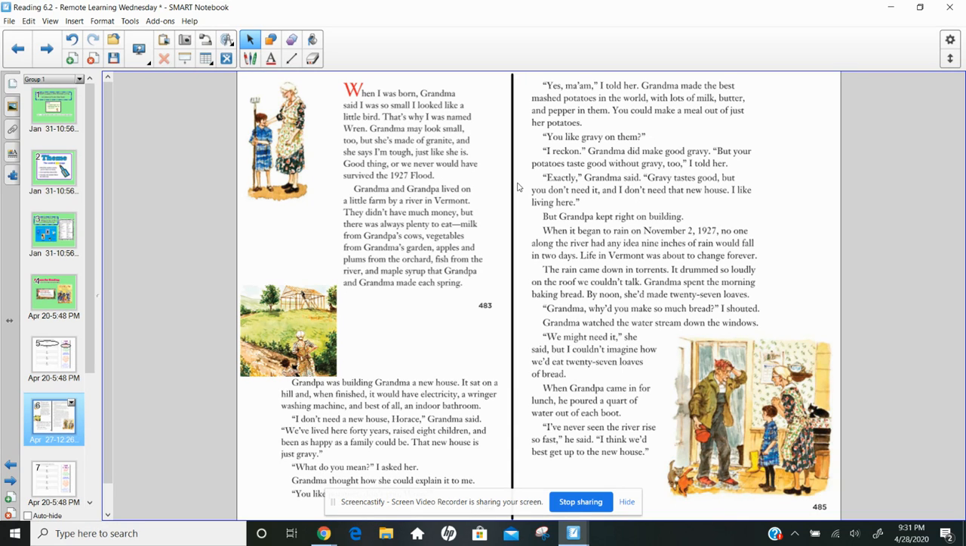So Nora's Ark, page 483 if you would like to follow along. When I was born, Grandma said I was so small I looked like a little bird. That's why I was named Wren.